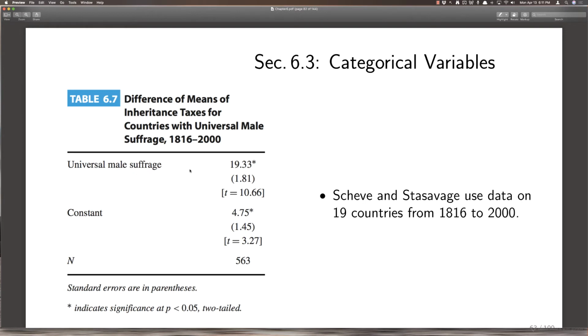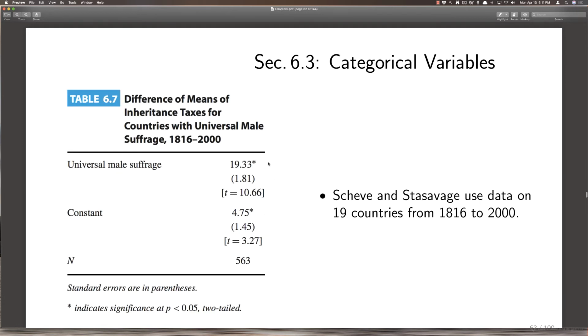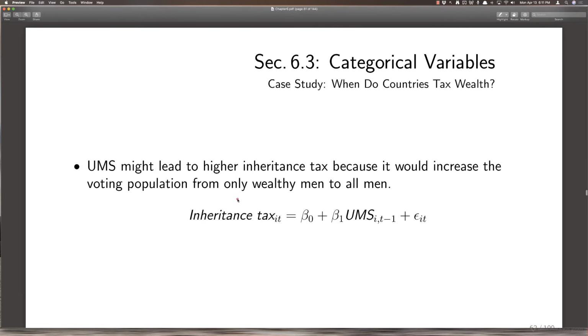So here is the result of this bivariate regression. Inheritance tax, and they also probably had to do a lot of work to make inheritance tax comparable across different countries. But again, that's not for this sort of class, how to deal with those measures. We're just taking their measures as given. So does it appear in this bivariate regression, which would be a difference in means test, that on average countries with universal male suffrage have higher or lower inheritance taxes?